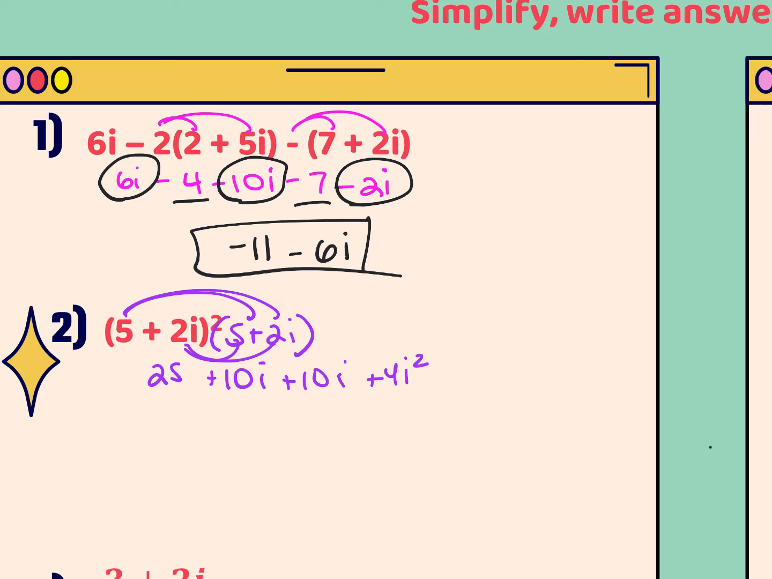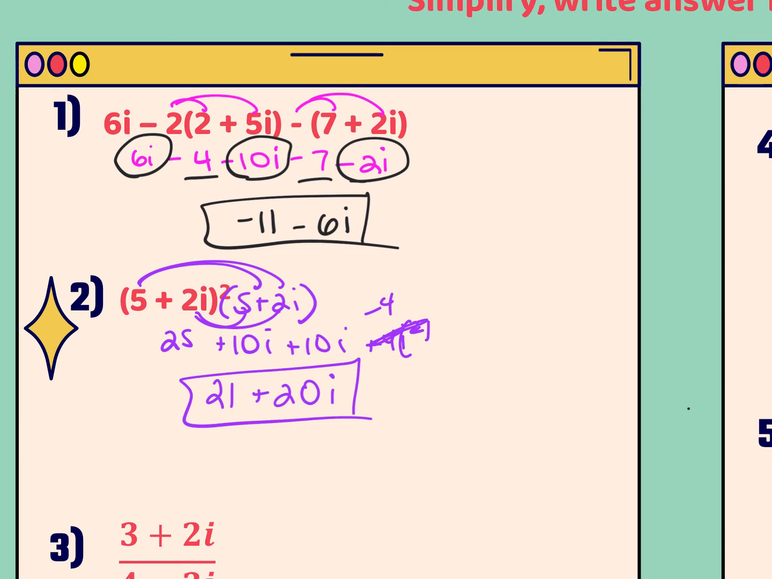We could have used our special product shortcut, right, which is square, square, and then double the product. But you can't use the a squared plus b squared. So then i squared becomes a negative 1, and that becomes a negative 4. 25 minus 4 is 21 plus 20i. Yep. It's in standard form. i is supposed to come last.